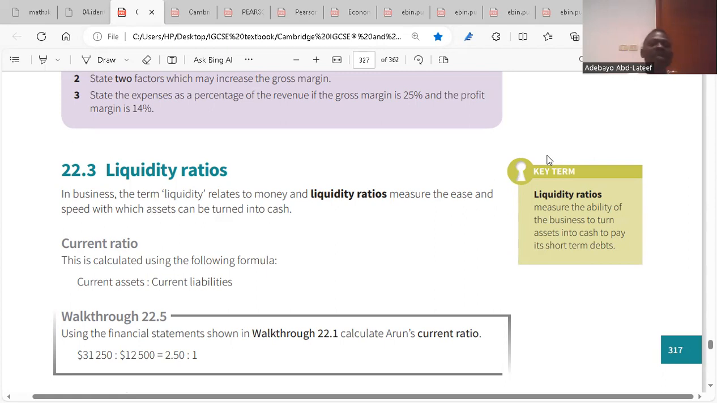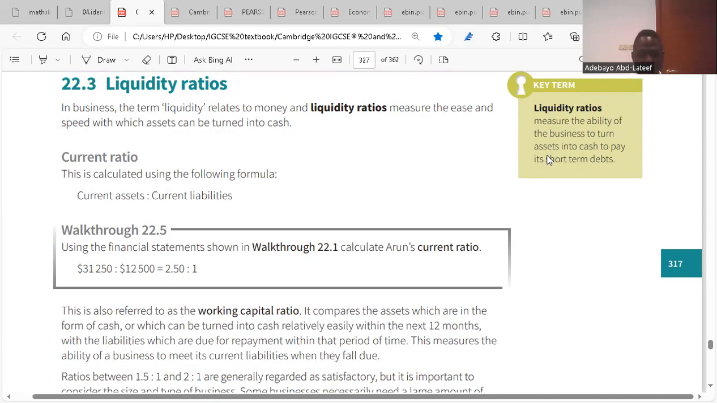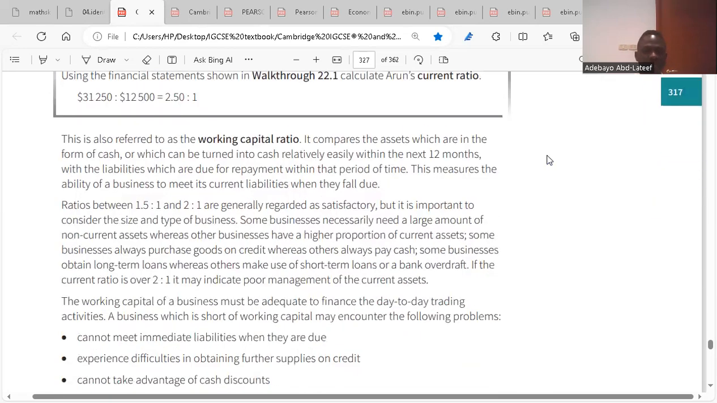Yes. So in business, the term liquidity relates to money, and a liquidity ratio measures the ease and speed with which assets can be turned into cash. That is liquidity. So we have the current ratio, which is current assets divided by current liabilities. I think it's clear. Yes. Current ratio is what? Current assets divided by current liabilities. Clear? That's clear. This is also referred to as the working capital ratio.